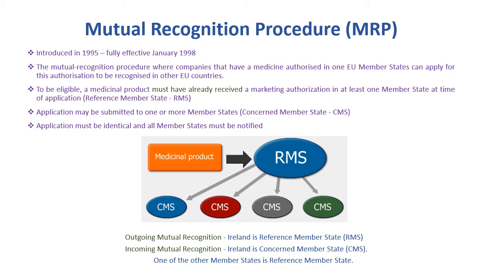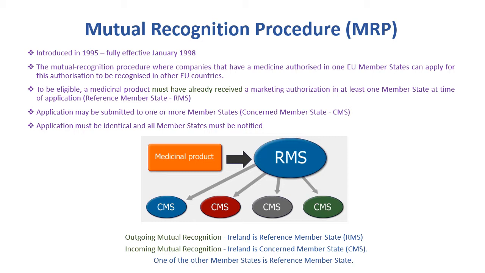The second type of marketing authorization is the mutual recognition procedure, which was introduced in 1995 and was fully effective in January 1998. The mutual recognition procedure is where companies that have a medicine authorized in one EU member state can apply for this authorization to be recognized in other EU member countries. To be eligible, a medicinal product must have already received a marketing authorization in one member state at the time of application, which will be your reference member state. The application may be submitted to one or more member states, which will be your concerned member states. And the application must be identical, and all member states must be notified.